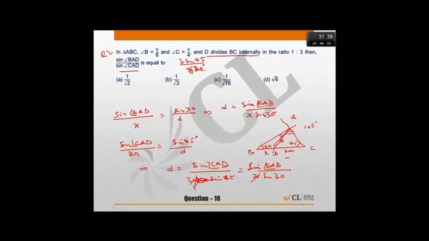Sine 45 upon sine 30. Sine 45 is 1 upon root 2. So 3 by root 2 upon sine 30, which is one half. I've messed up something. What have I done? This is coming out to be 3 upon 2 root 2. None of the choices is there.